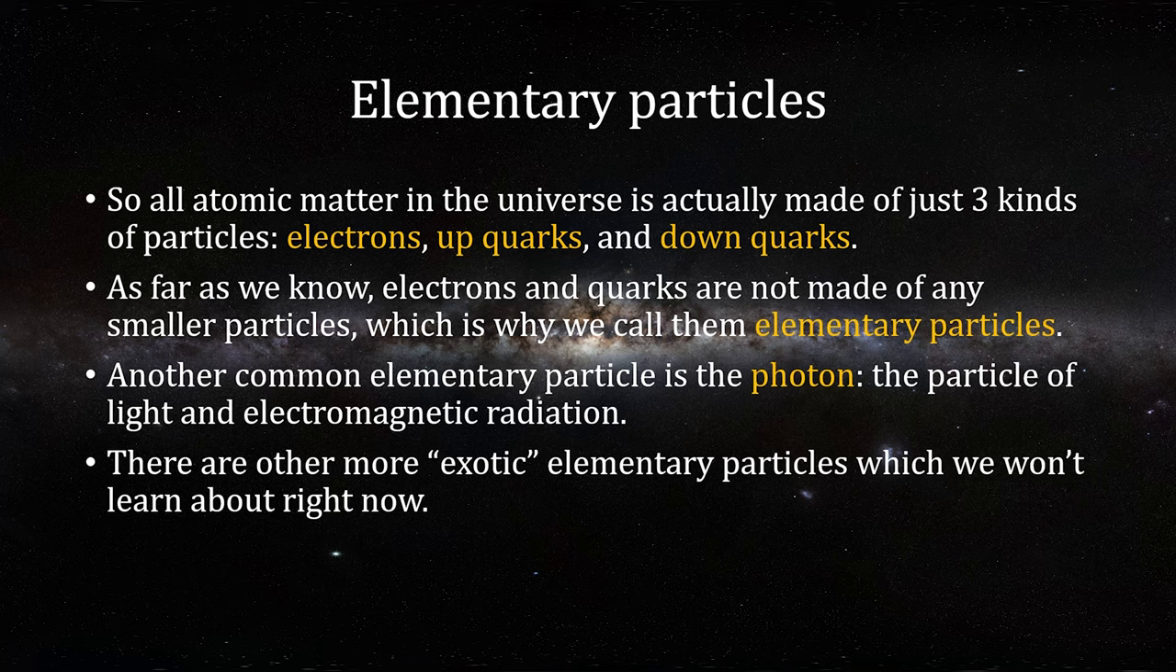So let's summarize. All atomic matter in the universe is actually made of just three kinds of particles: electrons, up quarks, and down quarks. An atom, we said, is made of a nucleus surrounded by a cloud of electrons, and the nucleus itself is made of protons and neutrons, and the protons and neutrons are made of quarks, up and down quarks, to be specific. So if we go all the way down to the most elementary particles we know of, there are only three of them. Electrons, up quarks, and down quarks make up all the atoms, as far as we know.